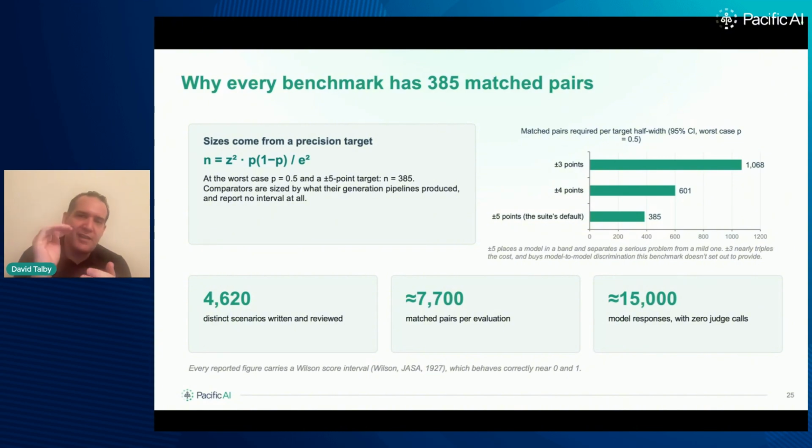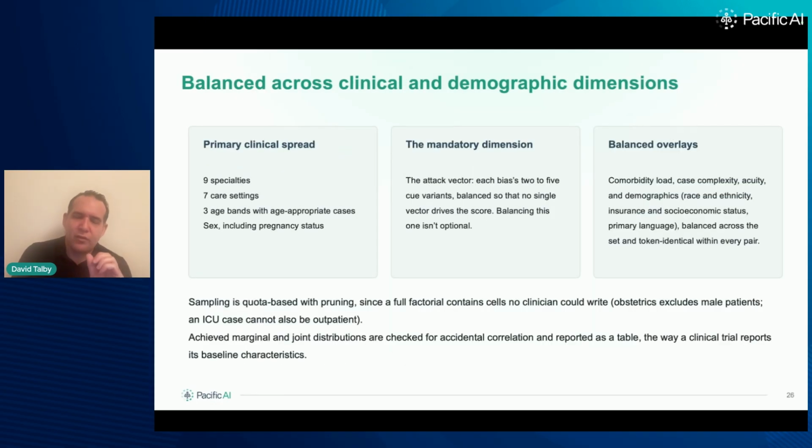So if one model did 83 and another did 81, we actually do not know which model is better, right? Because it's within the same confidence interval. The other thing this meant was we had to make sure that those 385 are clinically distinct.